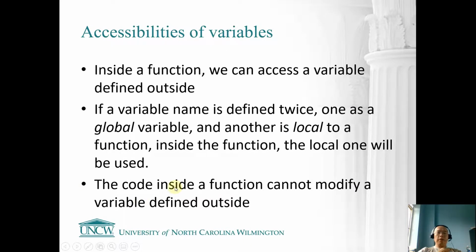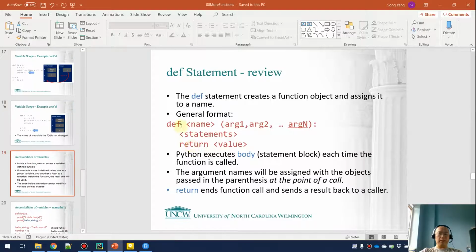So here are some more accessibility rules of variables. Inside the function, we can access a variable defined outside. So inside a function, we can still have access to a global variable name. And if a variable name is defined twice, one at the global and one in the local, inside the function the local one will be used. Let me write a piece of code and show you what it means.